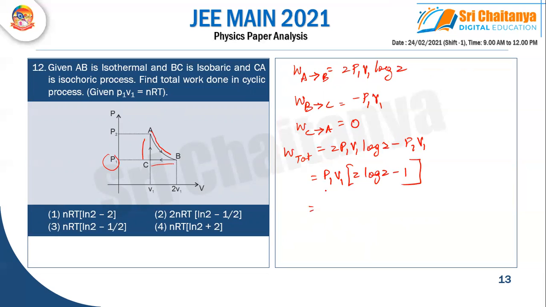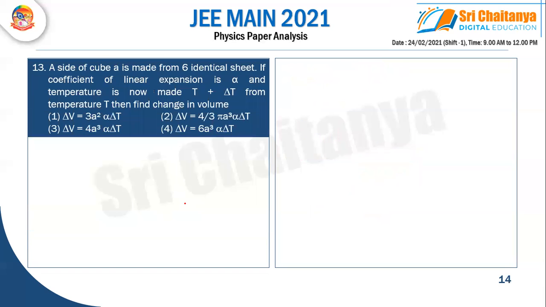Now from the ideal gas equation, since this is given as nRT in the question, I'll be choosing nRT times 2 log 2 minus 1. So we have an option here, and the second one is the right option. We'll move on to the next problem.